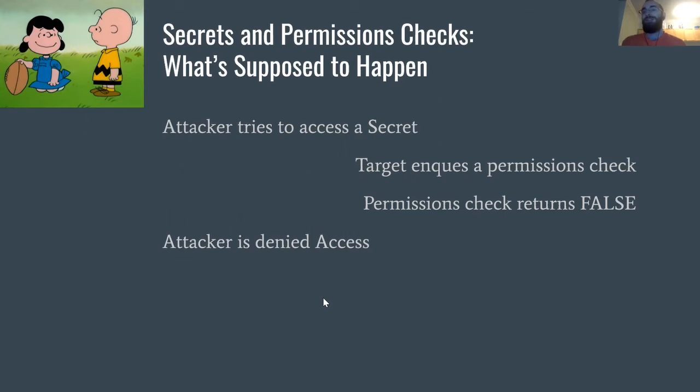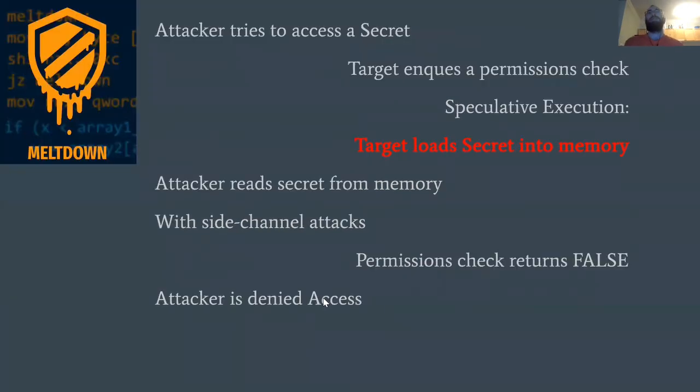But with the power of speculative execution and Meltdown, you try to access a secret, the target includes a permissions check, and then it speculatively executes whatever that secret is, speculating that you will have permission. Once it's in memory, the attacker can read it from memory with side channel attacks. Eventually, the permission check will return false, and the secret will be wiped away, but by then, it's too late.